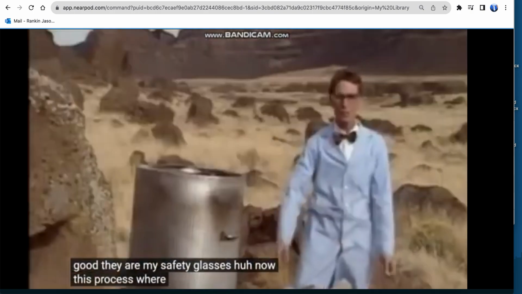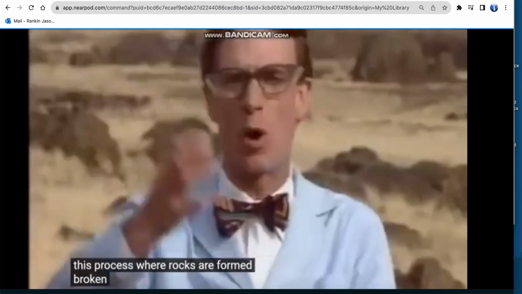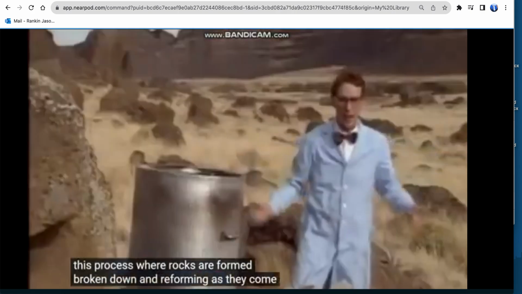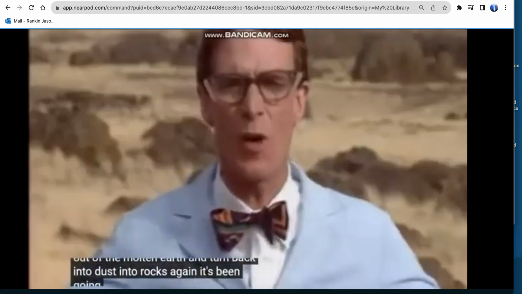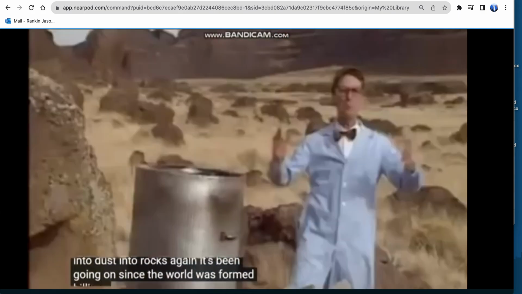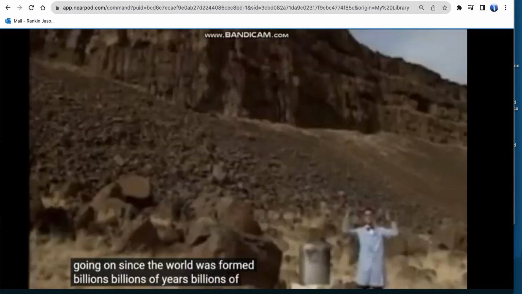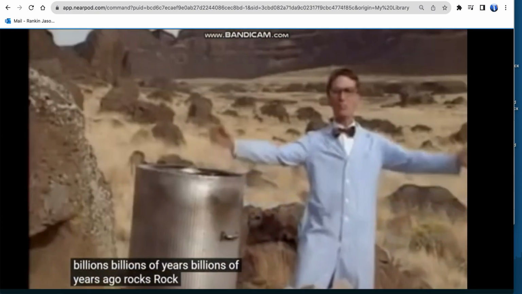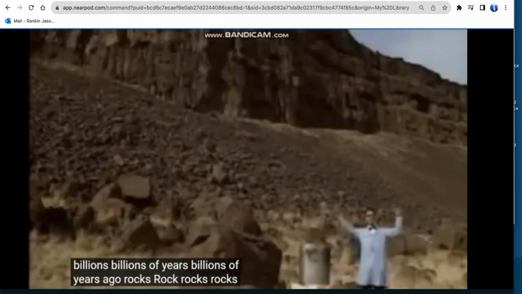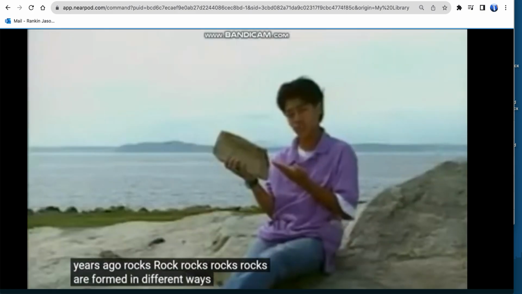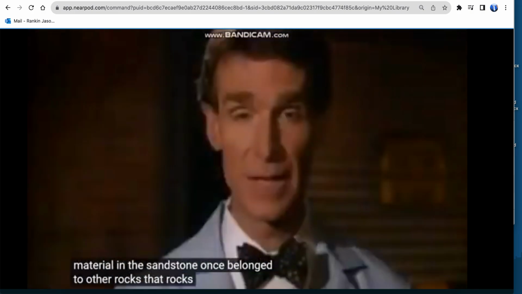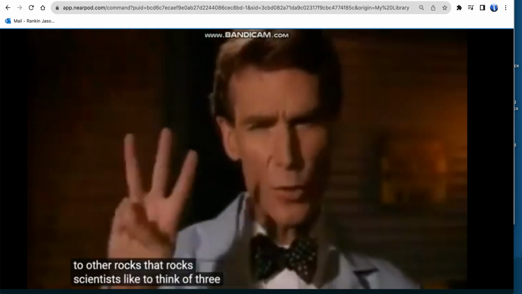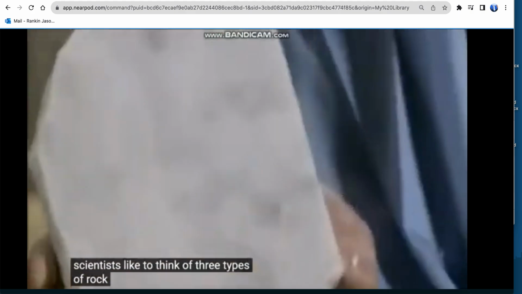Now this process where rocks are formed, broken down, and reformed as they come out of the molten earth and turn back into dust, into rocks again, has been going on since the world was formed, billions of years ago. Rocks are formed in different ways. All the material in this sandstone once belonged to other rocks. Scientists like to think of 3 types of rock.